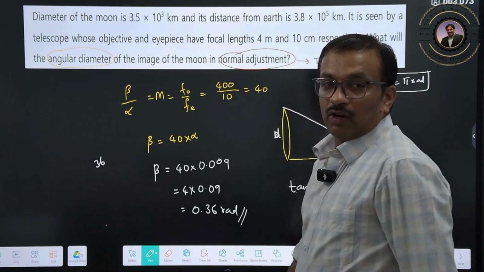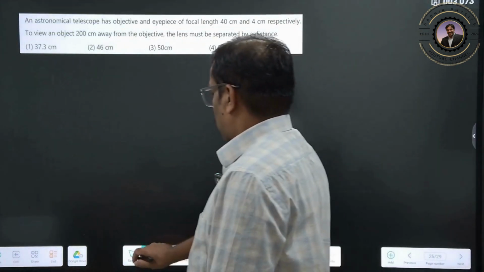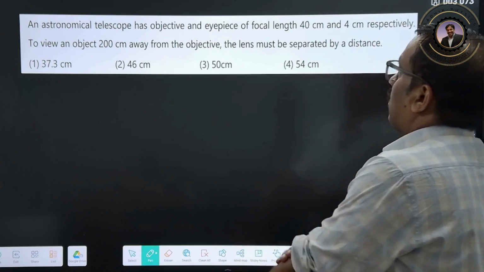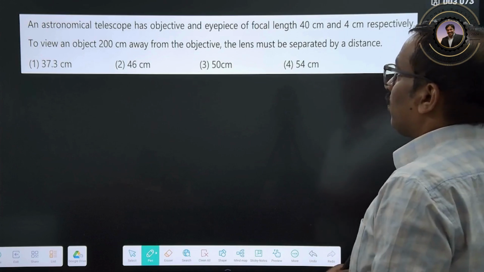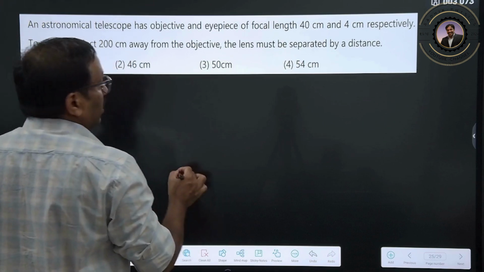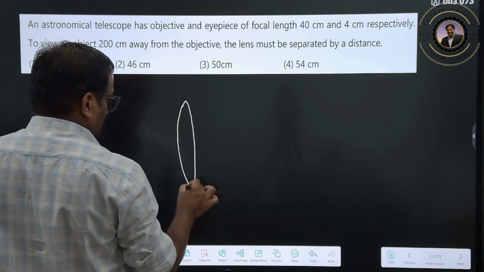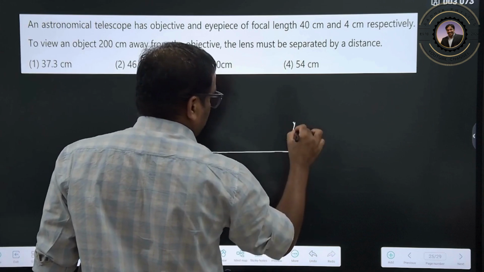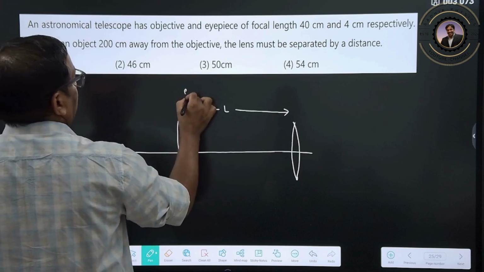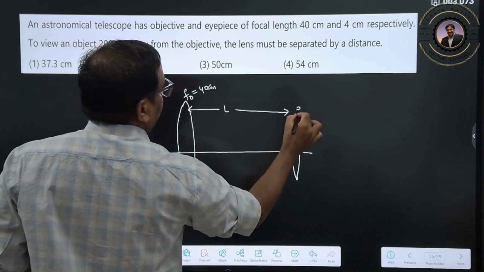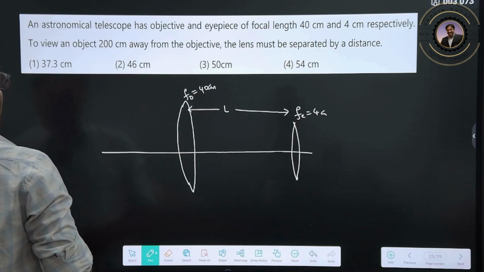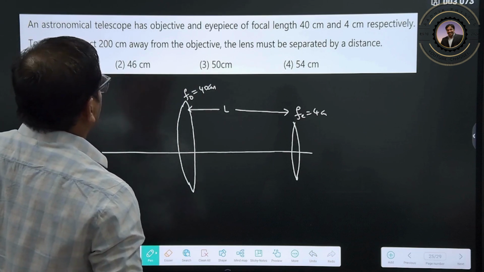Now we will go for another question. An astronomical telescope has an objective and eyepiece of given focal lengths. To view an object 200 centimeters away from the objective, the lenses must be separated by how much? Here this is the objective and this is your eyepiece, and he is asking for this length. The focal length of the objective F0 is given as 40 centimeters, and FE is given as 4 centimeters.